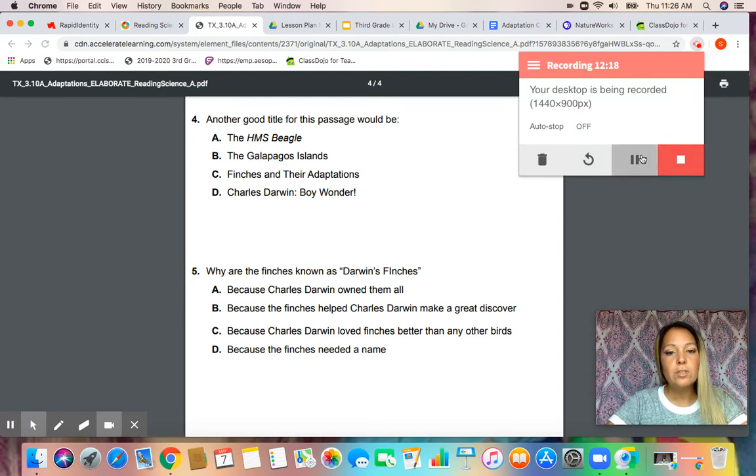So I hope you enjoyed your story, Darwin's Finches. And I hope you were able to understand why Darwin made a great discovery about finches and what he learned and taught the world about finches and their adaptations, mainly by their beaks. So, can you think of any other animals that have adaptations that help them to survive?